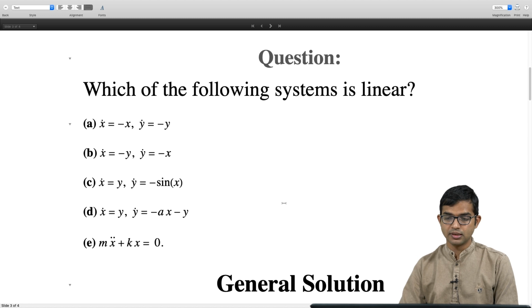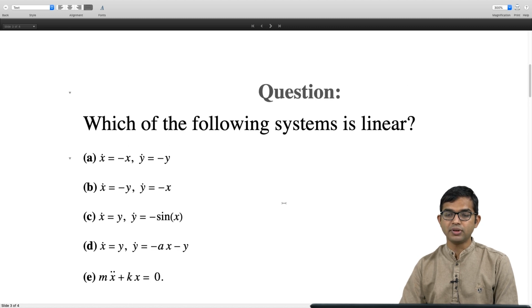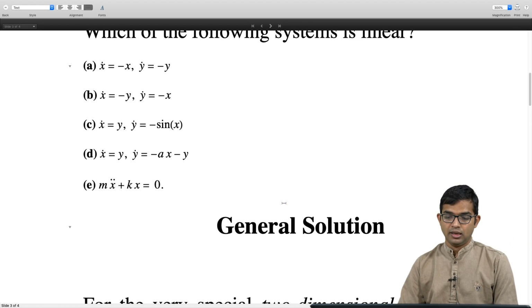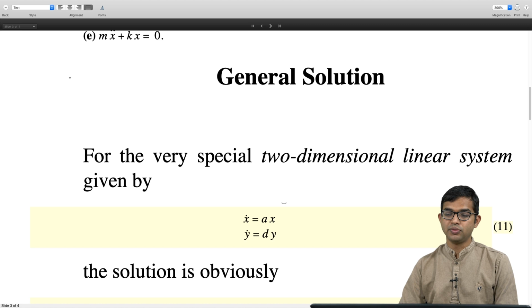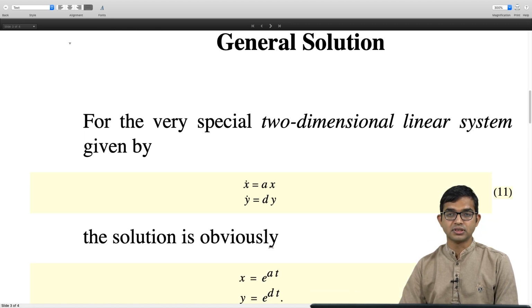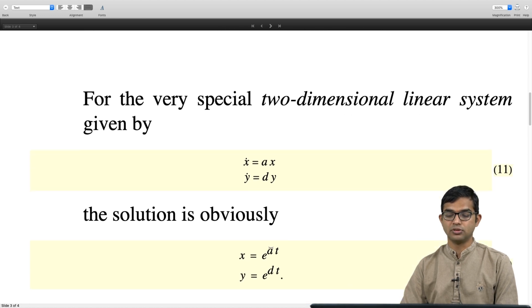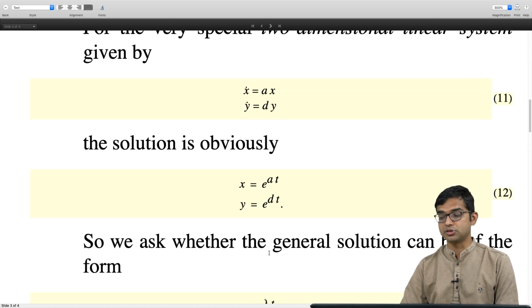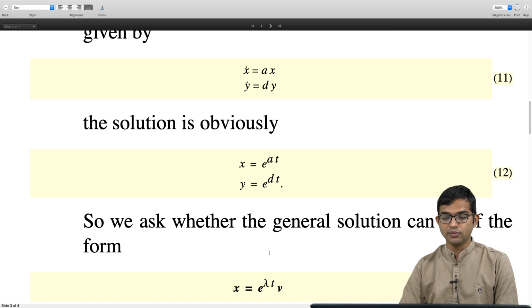Okay, so let's move on. If you have a general 2D linear system of this kind, it's possible to go ahead and solve for it. Suppose you have this very special case, x dot equal to ax and y dot equal to dy, which is an uncoupled differential equation. Then obviously the solution is just x equal to e to the at and y equal to e to the dt. So we ask whether the general solution can be of this form. Can we take some vector, so that the general solution is just e to the lambda t times some vector?